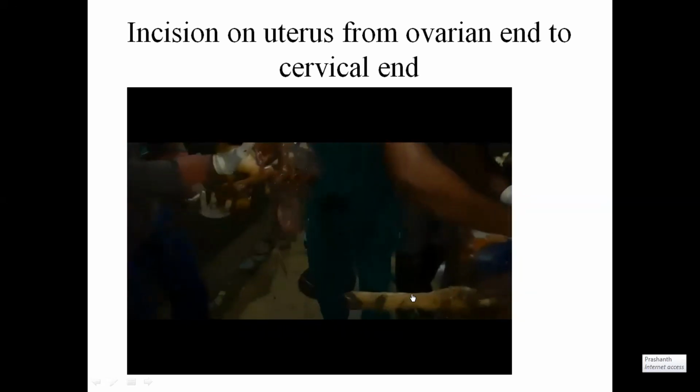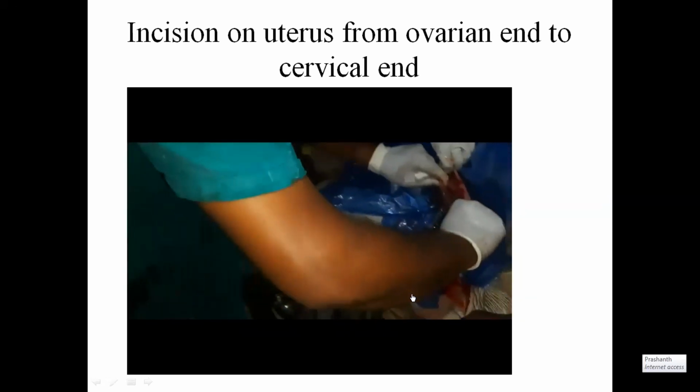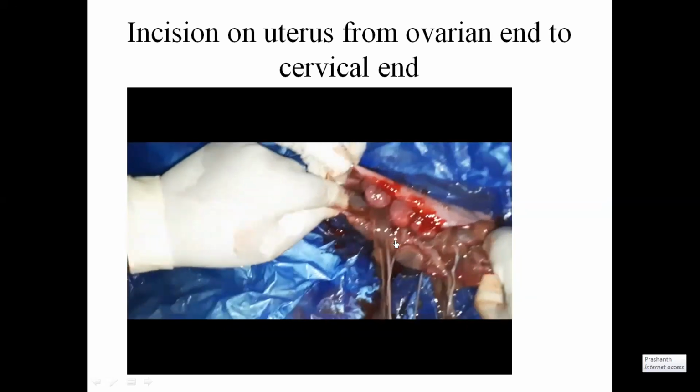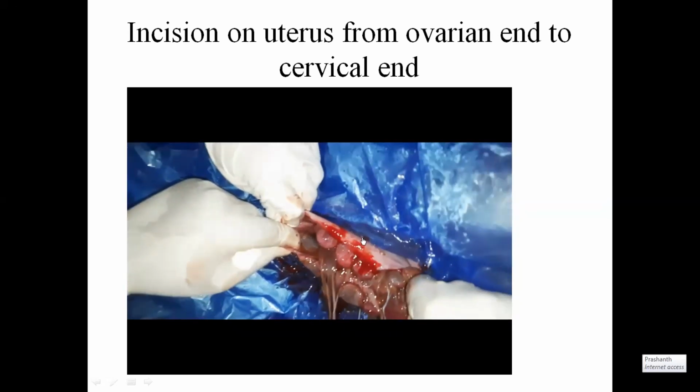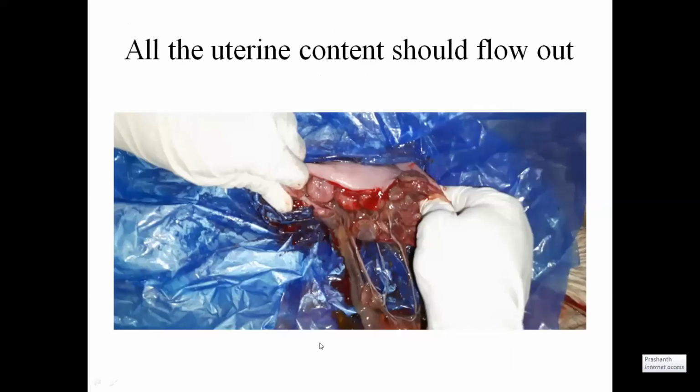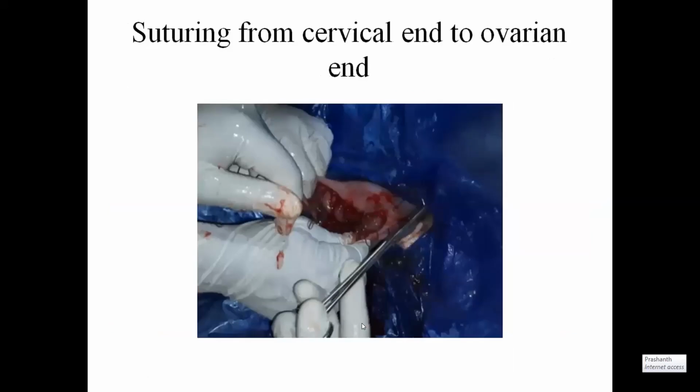So this was a case attended in the midnight. Here we can see the cartilagens and all the contents of the uterus coming out after the procedure. This is the incision from the ovarian end to the cervical end. All the content should come out.